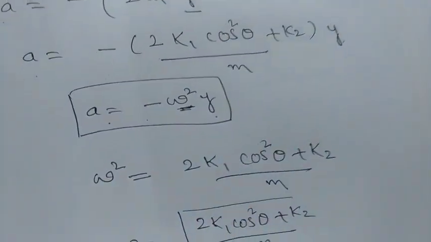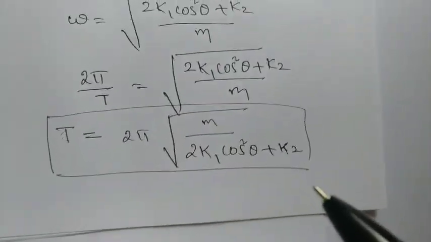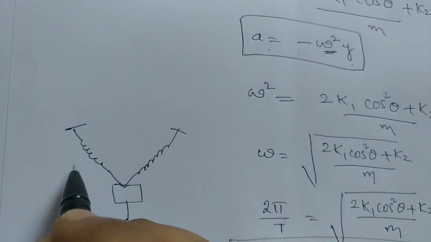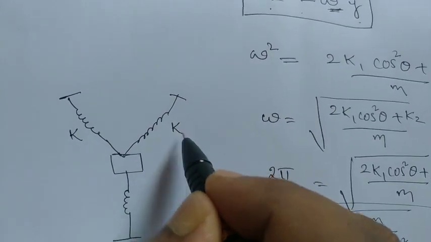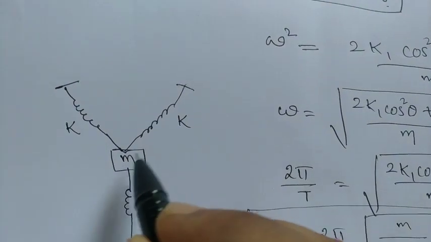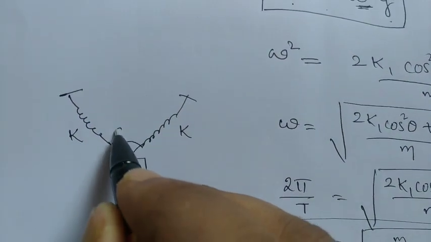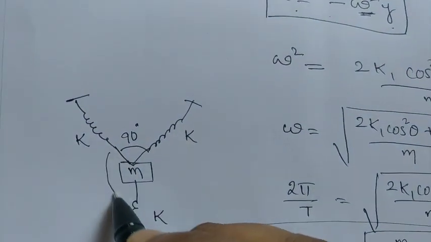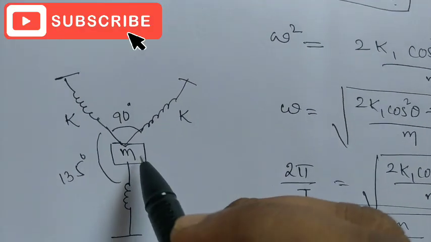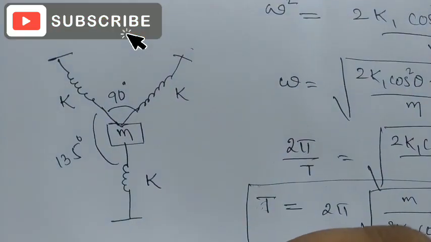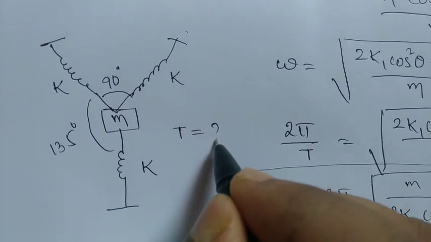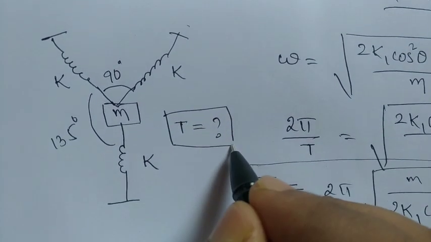Okay, and try this problem. Three springs are connected like this. All three are identical springs with the same spring constant. Let the mass of the block be M. The angles are 90 degrees and 135 degrees. And the mass of the block is M, and these three are connected to rigid supports. So try to calculate the time period of the system and tell me the answer in the comment box.